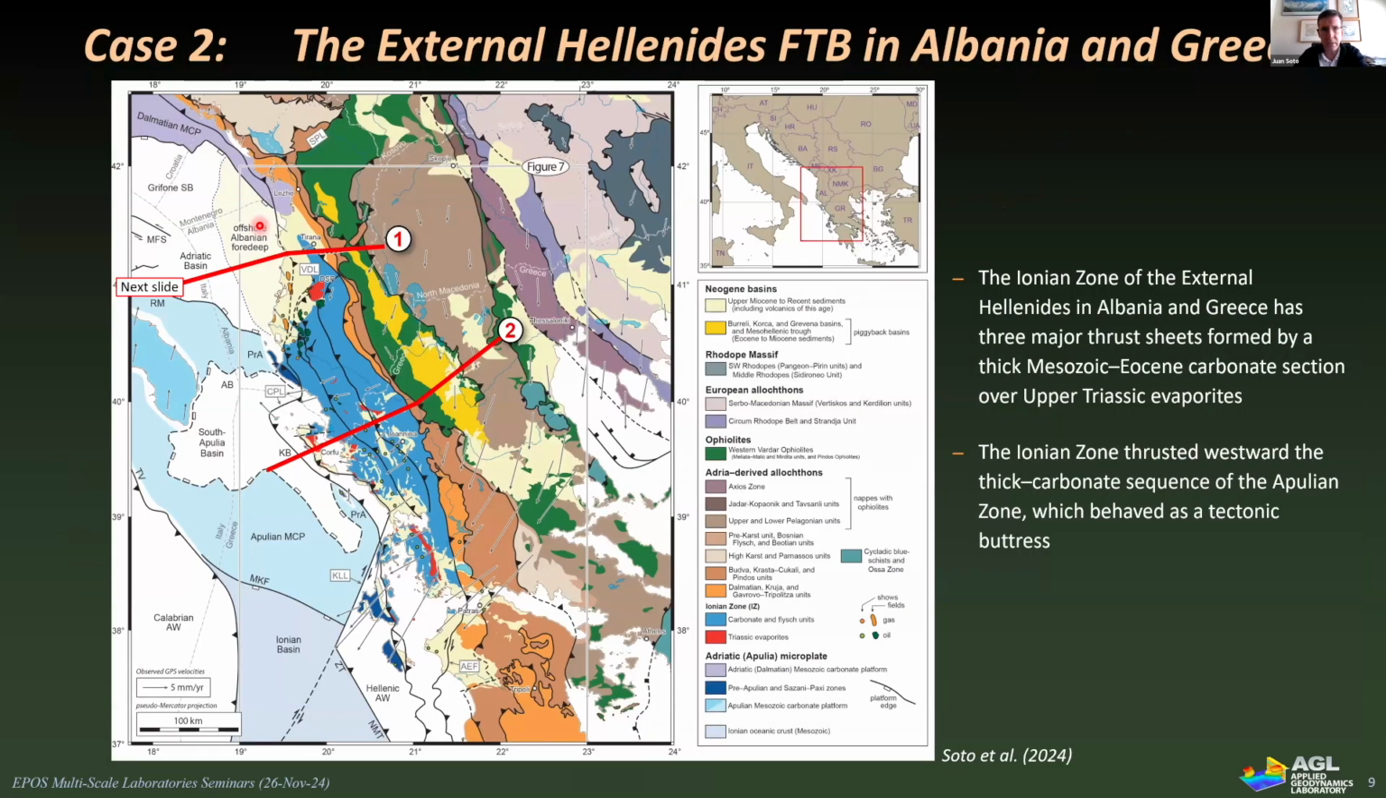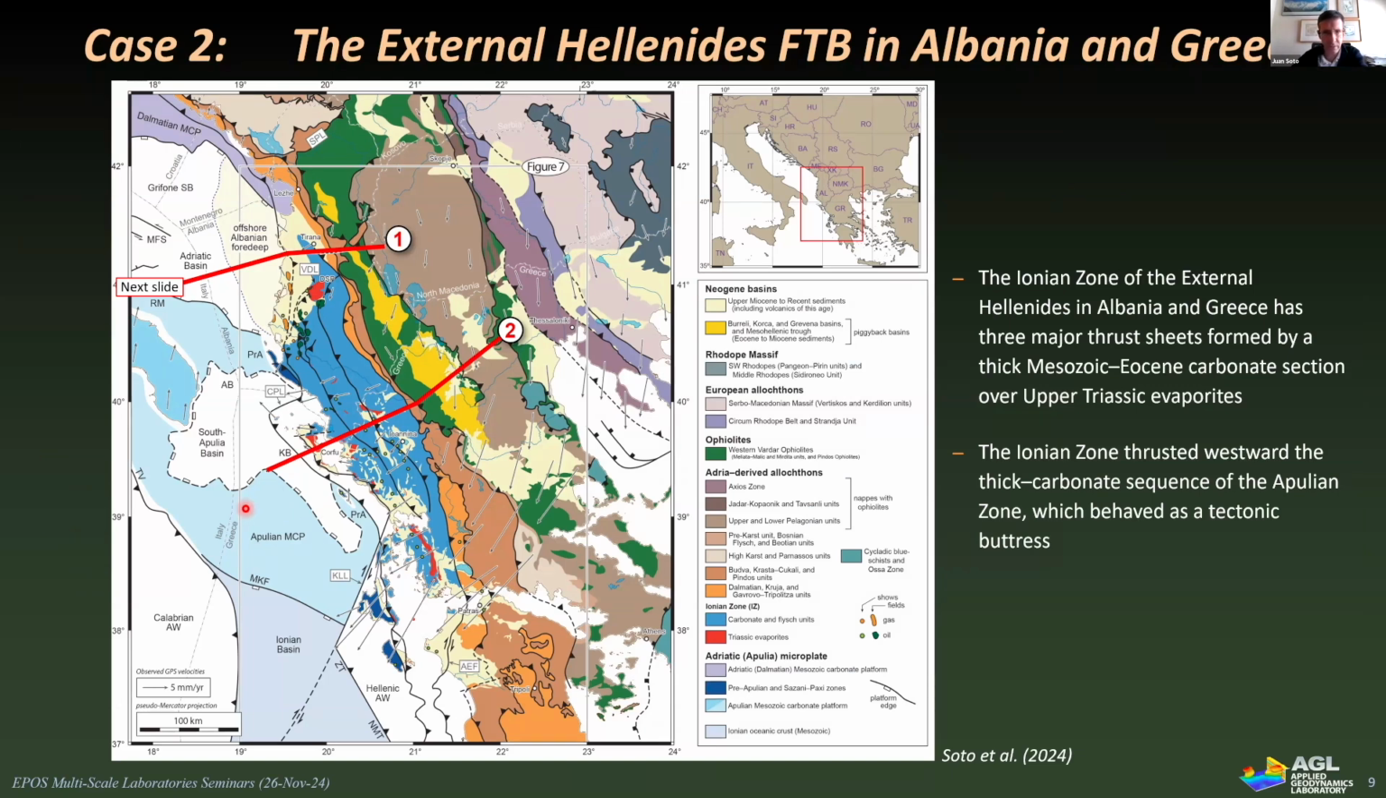So the other case is in Albania and Greece. In this case, again, the upper Triassic evaporites are involved in this fold and thrust belt. We have three major thrust nappes detached along the Triassic evaporites, and all the Ionian zone from Albania to Greece, the external part of the orogen, is overthrusting the Apulian thick sequence of carbonates that is like a buttress.